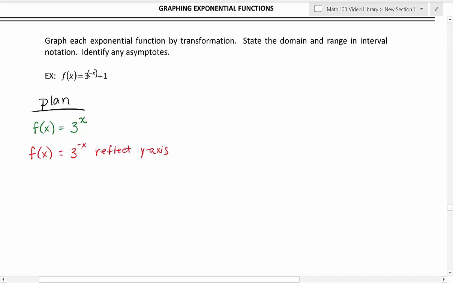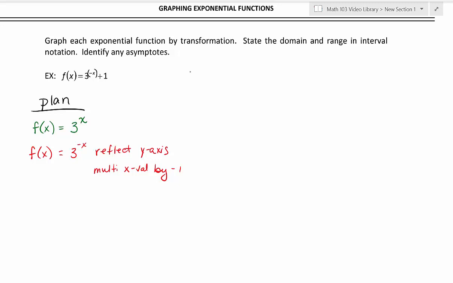And when reflecting about the y-axis, we always multiply our x values by -1. Then we move outside the function and start looking for transformations. Now note, the 3 is part of the parent function. That is not a vertical expansion. That is part of the parent function.